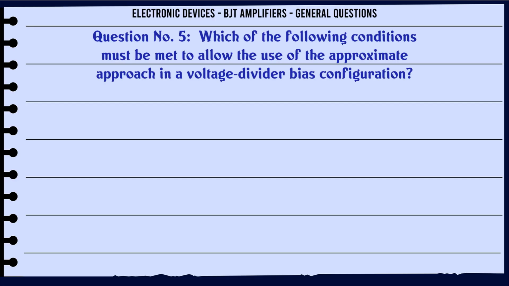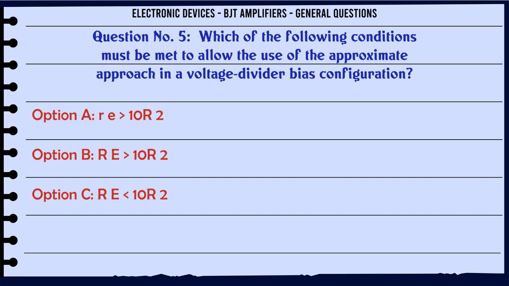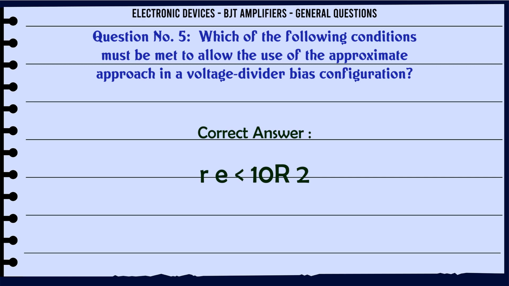Which of the following conditions must be met to allow the use of the approximate approach in a voltage divider bias configuration? A. RE ≥ 10R2. B. RE ≥ 10R2. C. RE ≥ 10R2. D. RE ≥ 10R2. The correct answer is RE ≥ 10R2.